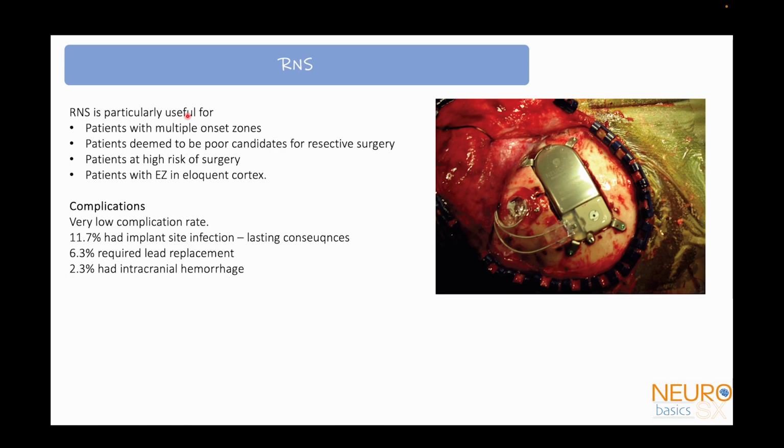So RNS is particularly used for patients where you are not able to do the classic standard surgeries. So those who have multiple onset zones, patients who are not candidates for resective surgery, patients who are at high risk for surgery, or have epileptogenic areas in eloquent cortex. That's where RNS becomes a very good option. There are very low complication rates with RNS, which makes it such a good option. These are usually implant site infections, lead replacements, and intracranial hemorrhages, and they've been found to be not very significant. The only thing is that long-term studies are still required to evaluate efficacy and safety profile.